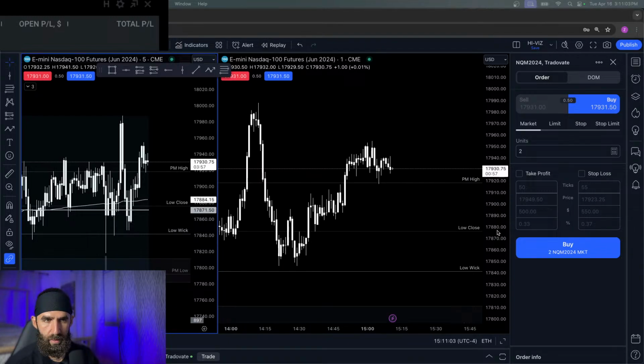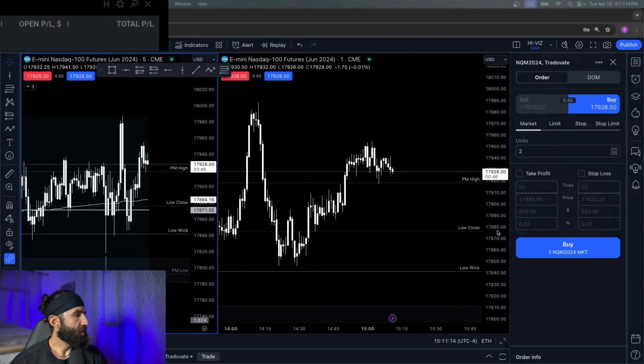But yeah, a bunch of consolidation, just kind of tapping the pre-market high, the highs of this zone. Slow movement. 311. We'll see what kicks up.